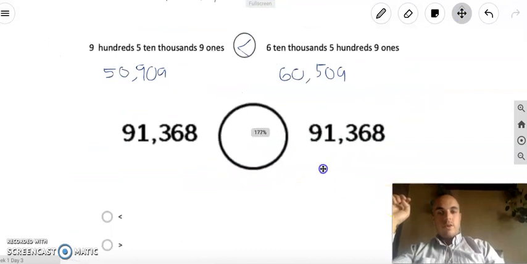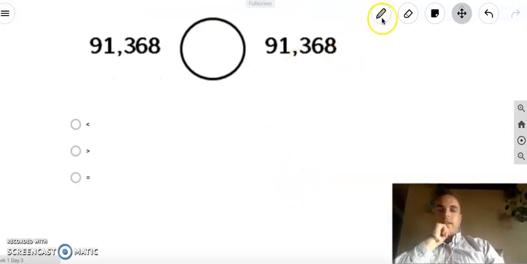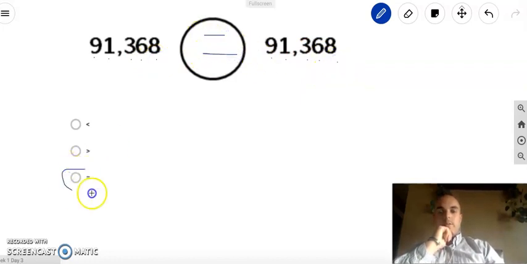Now let's look, as always, at an example from our assessment. So I have 91,368 compared to 91,368. I'm going to go place value by place value and see if there are any differences. First, in my 10,000s, the same. In my thousands, I have a 1 in each that are the same. In my hundreds, I have a 3 in both that is the same. Same thing here. I have a 6 in the tens place for both and an 8 in the ones place for both. So these are actually equivalent.